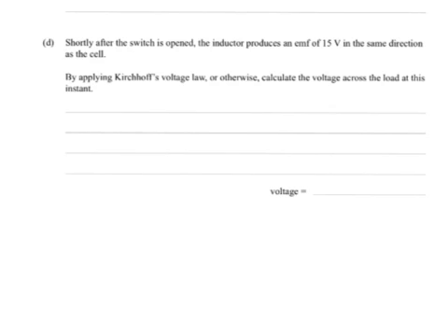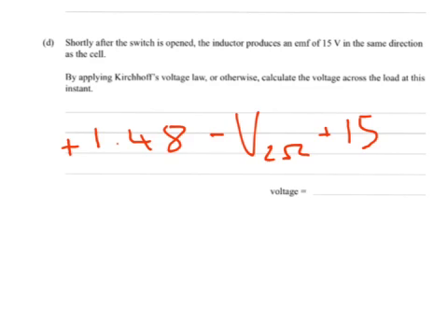D, shortly after the switch is open, the inductor produces an EMF of 15 volts in the same direction as the cell. By applying Kirchhoff's voltage law, calculate the voltage across the load at this instant. So you would just go around the loop, plus the voltage of the cell, 1.48, minus the voltage across the 2 ohm resistor, plus the 15 volts of the inductor, and minus the voltage across the internal resistance of the inductor.